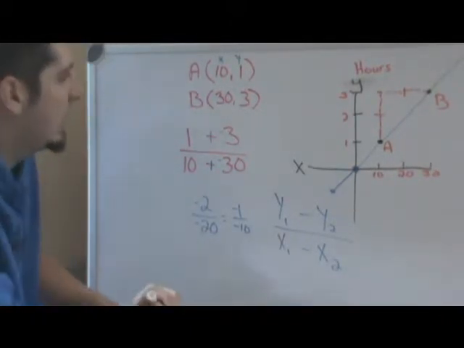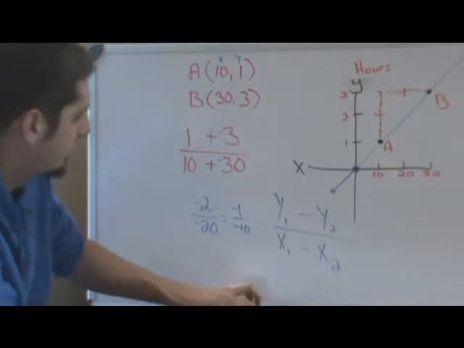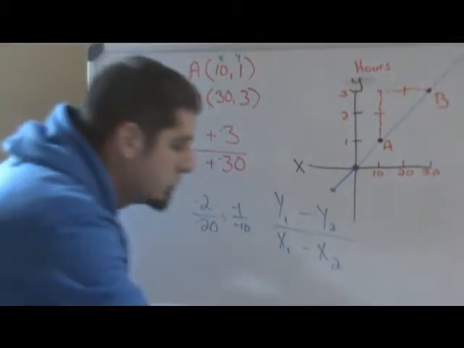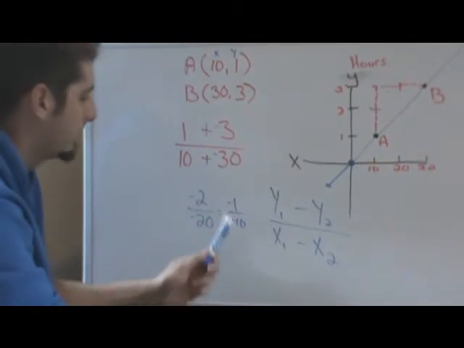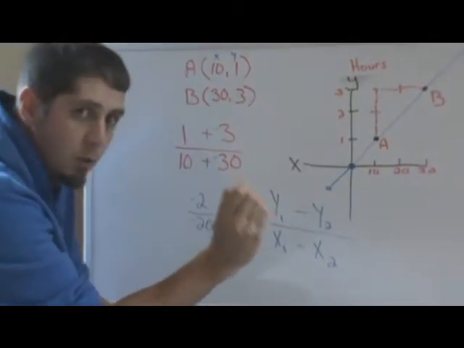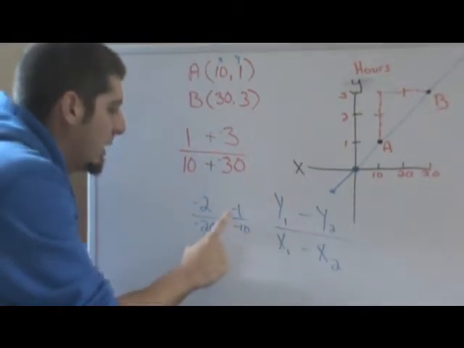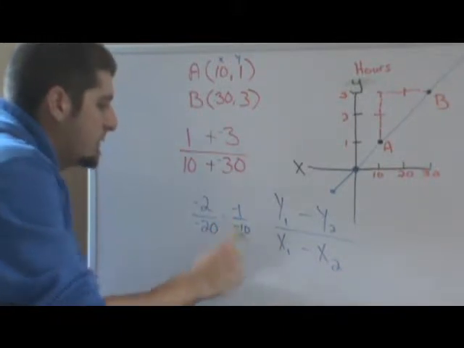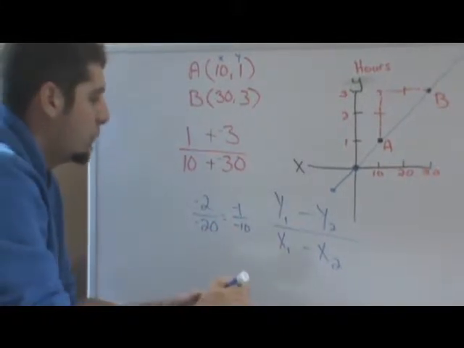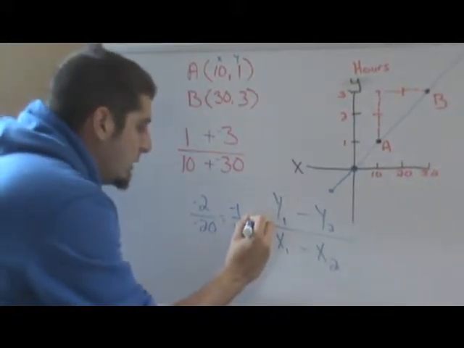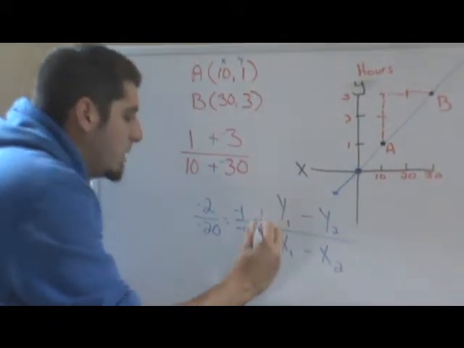So the rate of change, you technically have two slopes or two rates of change that work, because if you also remember your multiplying and dividing rules with integers, a negative divided by a negative is a positive. So negative 1 over negative 10 is actually equal to 1 over 10.